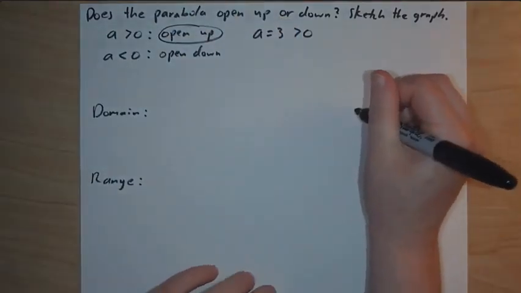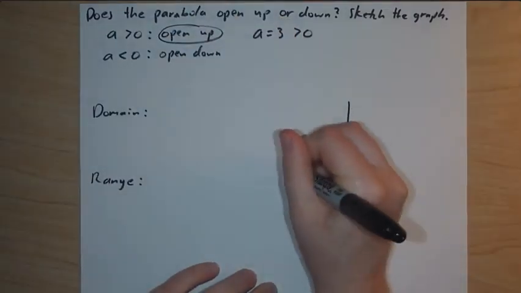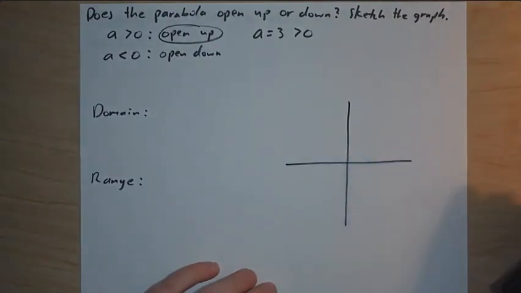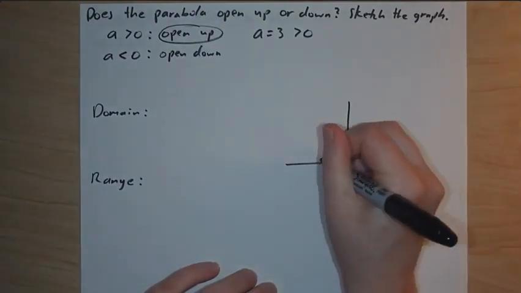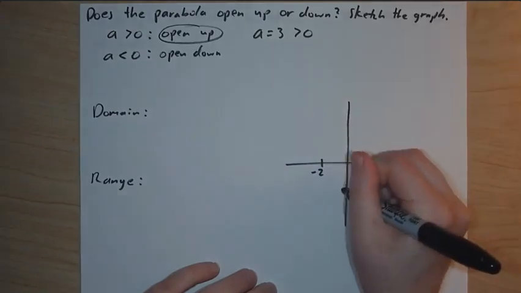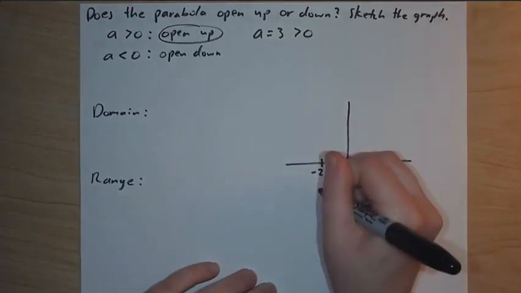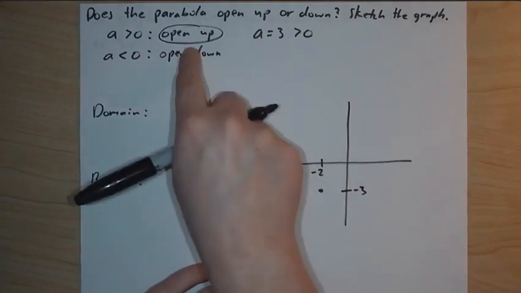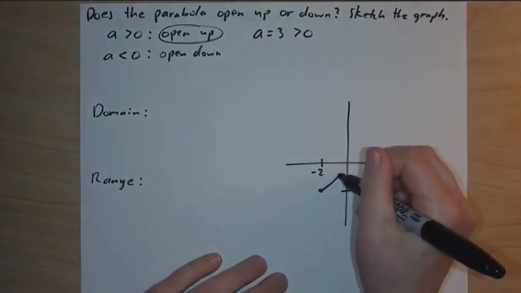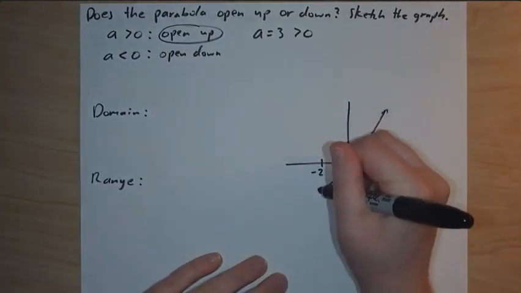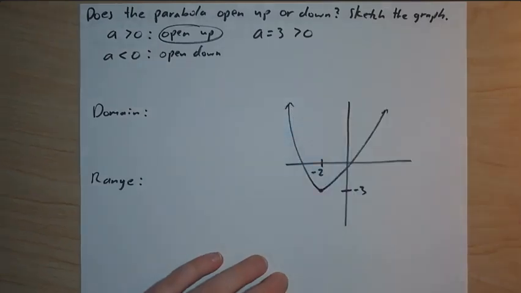So we know that our parabola will open upwards. Let's draw a little graph over here. We know that our vertex was at the point negative 2, negative 3, so it was right here. And we know that it opens up. This may not be completely accurate, but it'll look something like this, maybe.